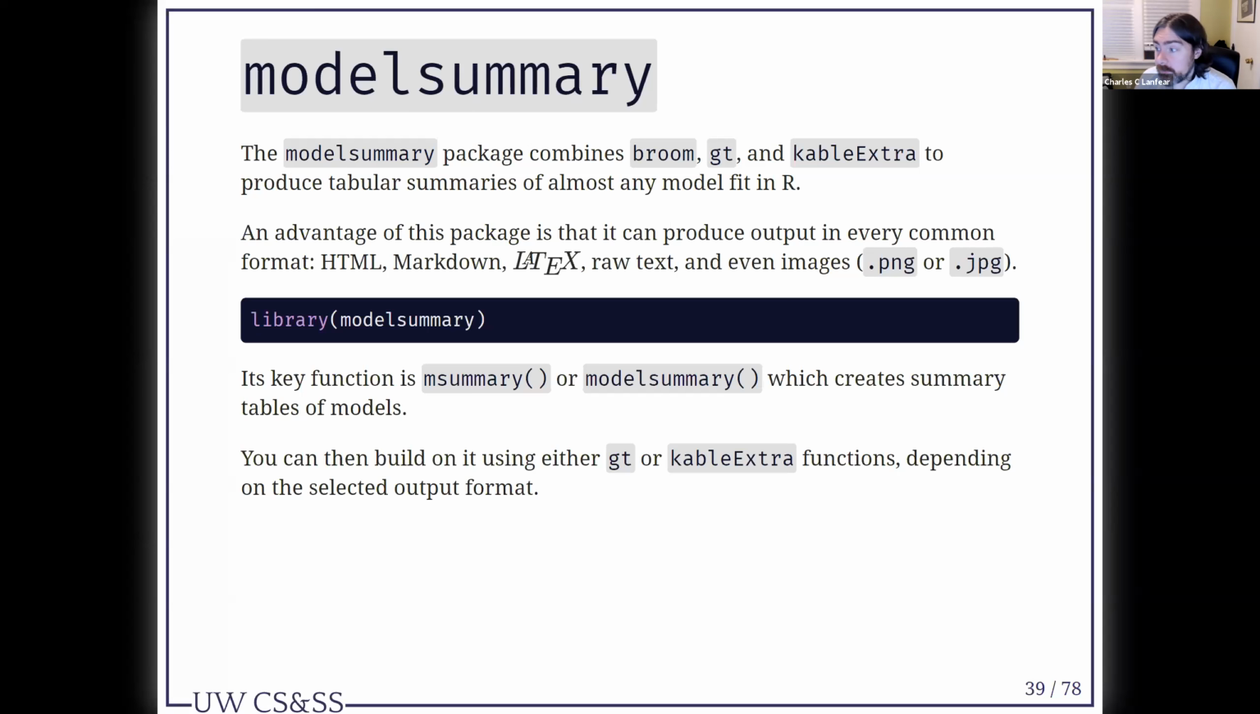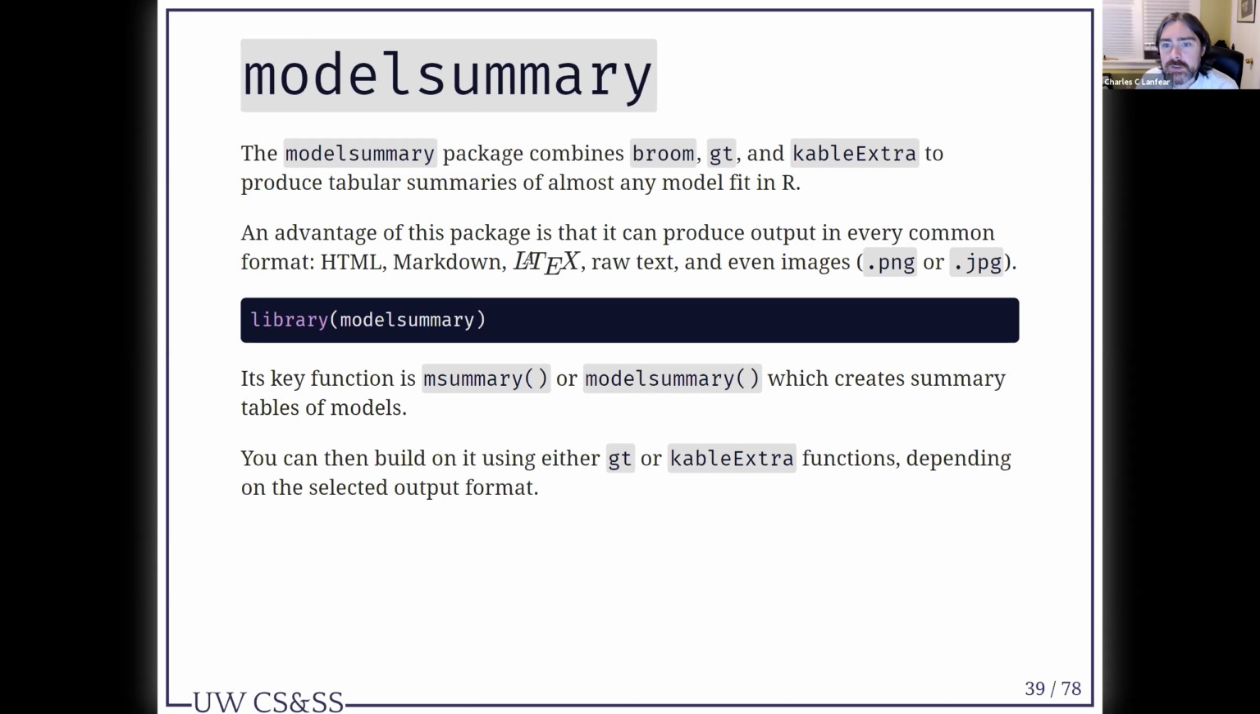So another package for generating tables is Model Summary. Model Summary combines the Broom package with GT and Kable Extra to produce tabular model summaries of most common models you could fit in R. In fact, basically anything generated by Broom works in Model Summary.